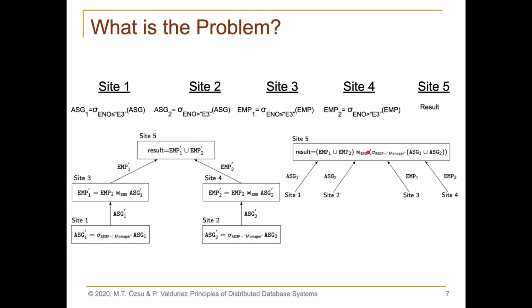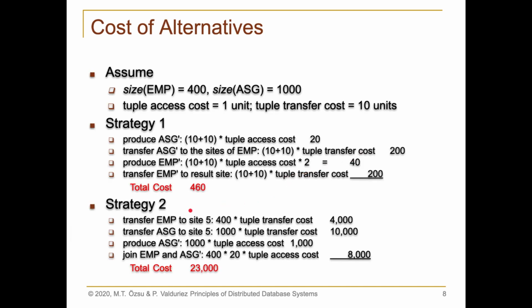So from this, we can gracefully suspect that this strategy is going to give us a poor performance. But let's see this experimentally. So the first operation here is to merge employee 1 and employee 2 fragments from site 3 and 4 and transfer them to the point of use, which is site 5.